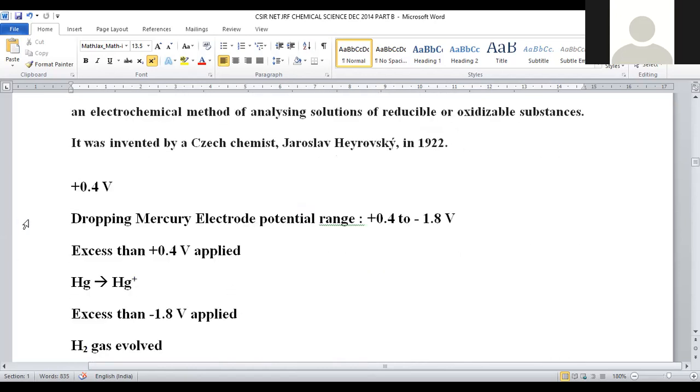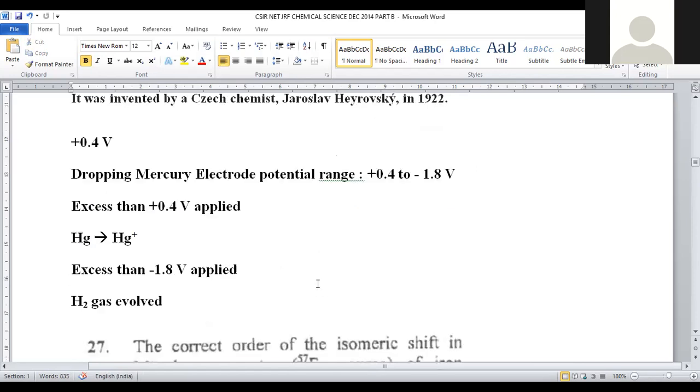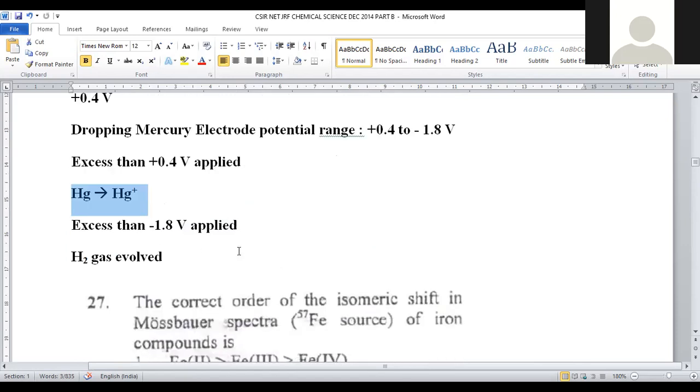So in this polarography, the dropping mercury electrode is used as the electrode. If you are applying the potential region between plus 0.4 and minus 1.8 volts, what happens? More than plus 0.4 volts can be applied, but silver can be converted into silver monopositive. Silver to silver monopositive is possible.